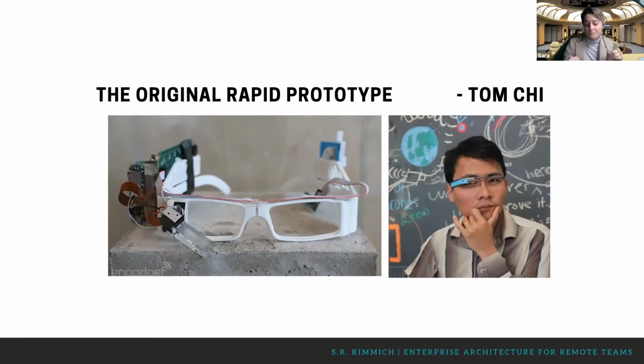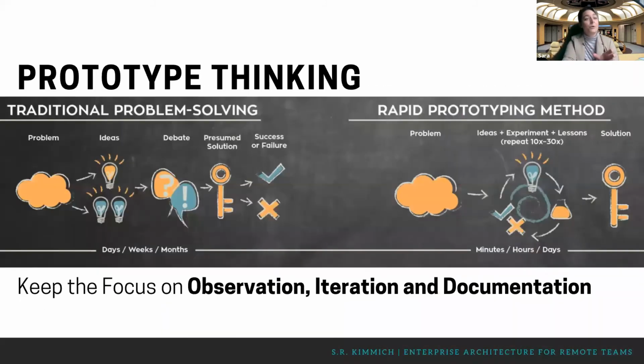So 2 clarifications on this point. When we're talking about initial rapid prototyping, we are not talking about getting to the nit and grit of really building a shippable product. That's going to be in the last section of this when we talk about making the magic last and working online. But the structure of rapid prototyping is incredibly important because it allows us to focus on observation, iteration, and documentation.